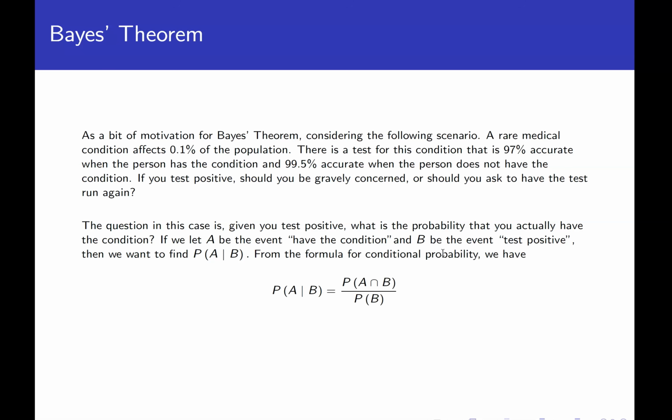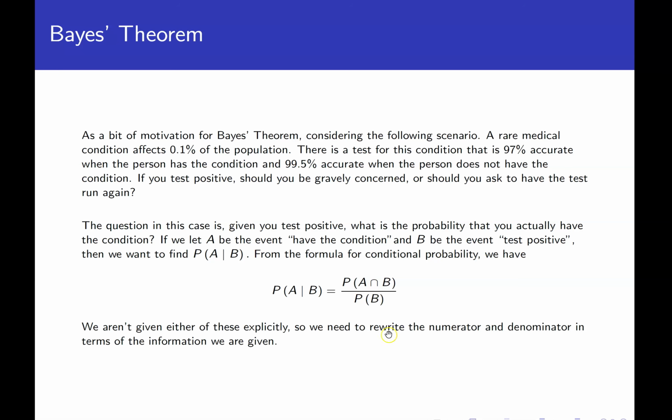We already have the conditional probability formula, where we do the probability of the intersection over the probability of the given event. So in this case, probability of A intersect B over the probability of B. But notice that we don't have either of these values given to us explicitly, right? We don't know the probability that you test positive. I know the probability of having the condition, but I don't know the probability that we test positive. And likewise, I don't have that you have the condition and test positive. I don't have that information. All right. So what we're going to do is rewrite the numerator and the denominator in terms of what we are given.